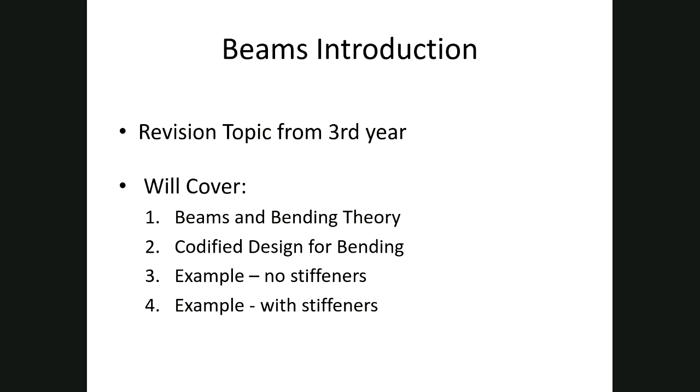So as I said, we'll recap on third year. So beams and beam theory. We're going to look again using the Eurocode 3, EN 1993, and follow the codified design for bending. We're going to do an example where we don't need stiffeners, an example where we do need stiffeners, and then hopefully next week we'll move on to looking at the torsional buckling.